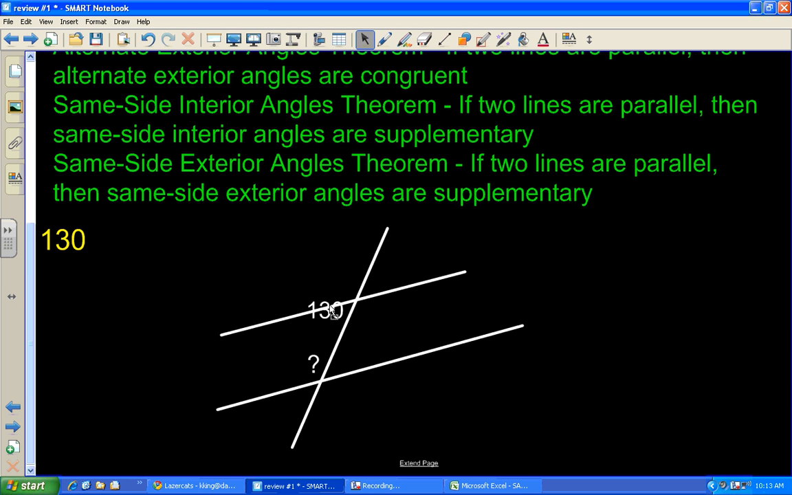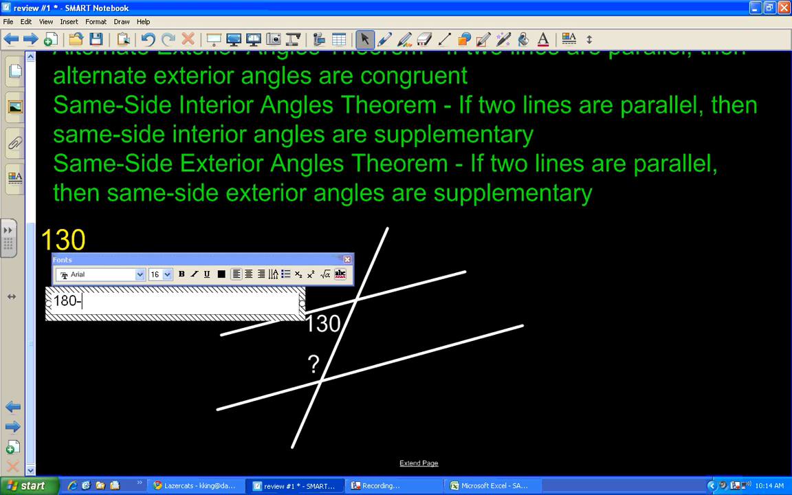The other type would be, if the 130 was inside, now what kind of angles are those? Yeah, they're same side interior. And we know, according to our theorem, if two lines are parallel, then same side interior angles are supplementary. So I have to kind of off to the side, and you can do this in your head. If you need a calculator, you can have it. Hopefully you don't need one. I think to myself, well, what's 180 minus 130? Do a little math, and it is in fact 50 degrees.